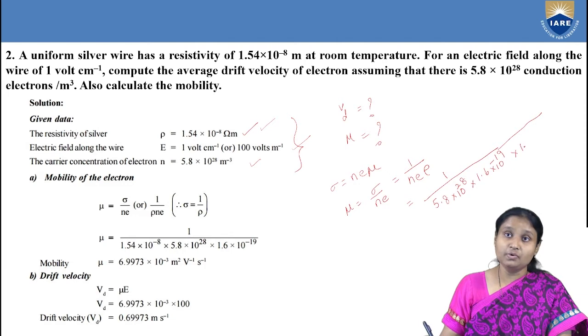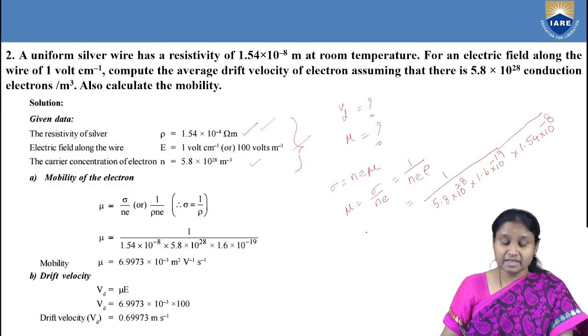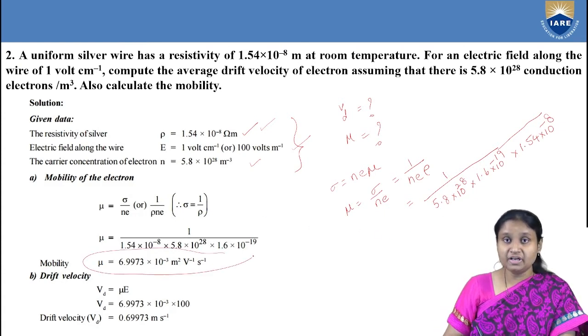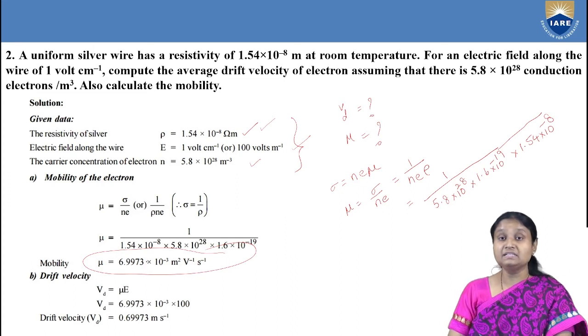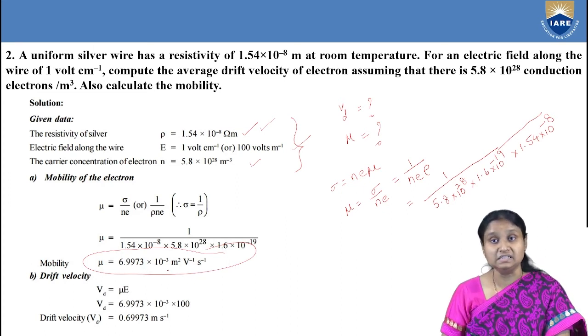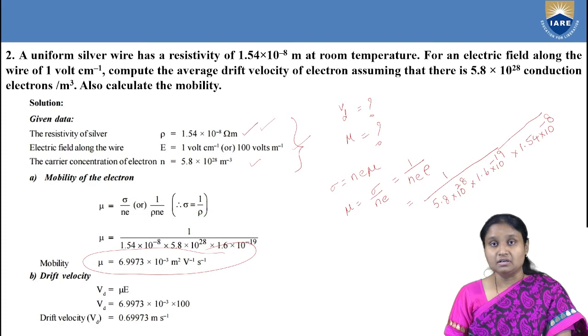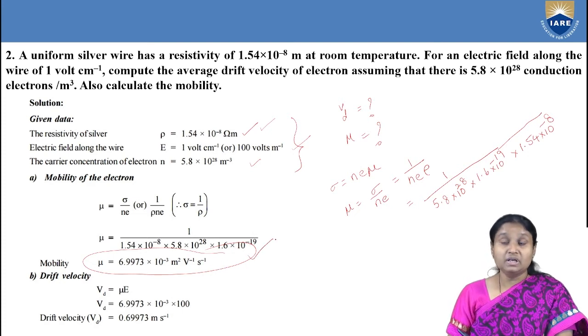It is given as 1.54 into 10 to the power of minus 8. So when we calculate and simplify this mobility value, it comes out to be 6.9973 into 10 to the power of minus 3 meter square per volt second. Now this is the value of mobility, but what else do we need to find?